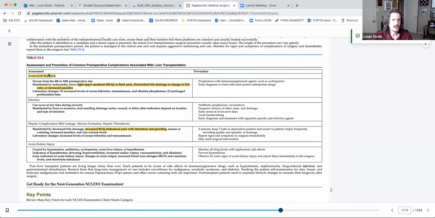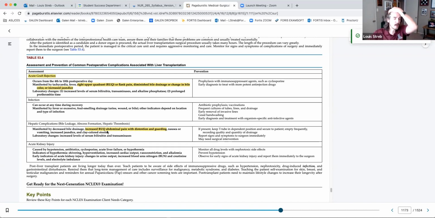All right, acute graft rejection, right upper quadrant pain. I've said that so many times. Diminished bile drainage. So think about bile color. Think about increased jaundice. This looks like what? Liver failure. You don't have to memorize everything. Just understand what's happening. If the graft doesn't take and the patient's already having liver failure, then they go right back to liver failure. So go back and look for that kind of stuff.